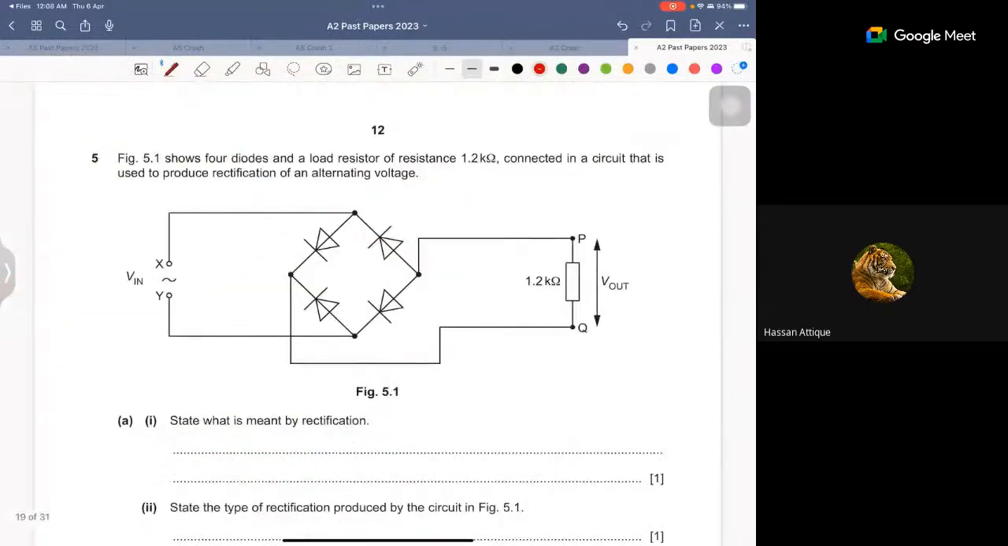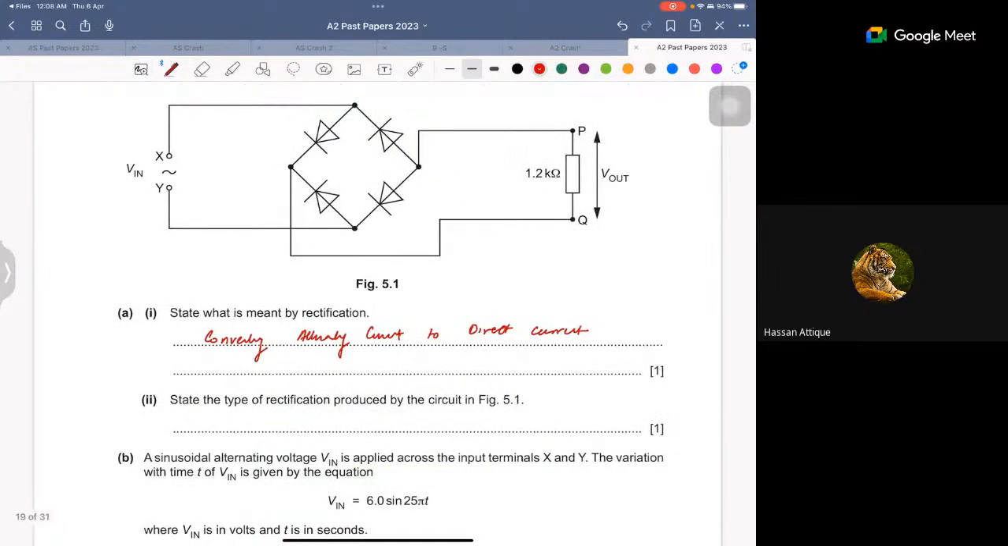Okay, going to the next. So what is rectification? Rectification is basically converting alternating current to direct current. That's what you do. Then it says what type of rectification is produced. It's a full wave rectifier. Full wave rectification. All right.